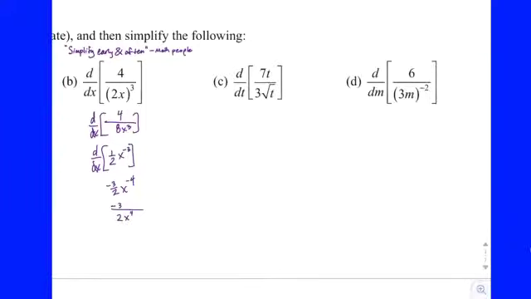Maybe we should quiz tomorrow, right? Just real quick, easy power rule stuff. Be an easy 100 for everybody.